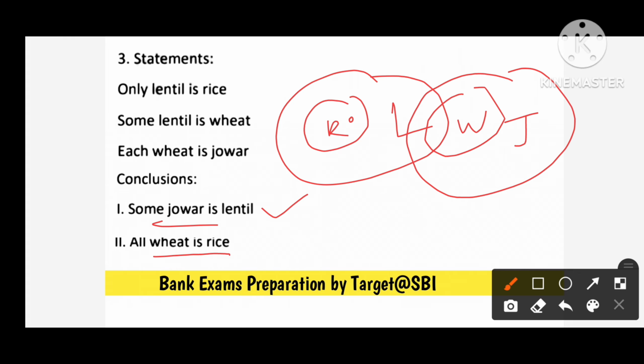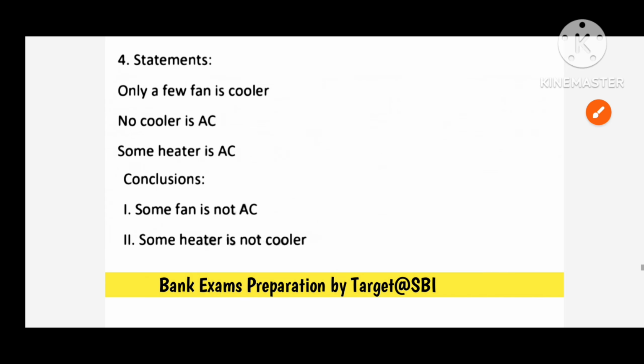All wheat is rice. Can we place all wheat? Here it is not possible. It is a direct conclusion, and there is no direct relation between wheat and rice. So this one fails. Next, question number 4.